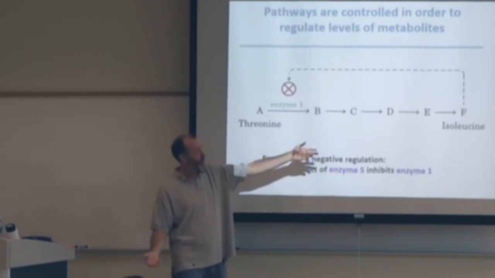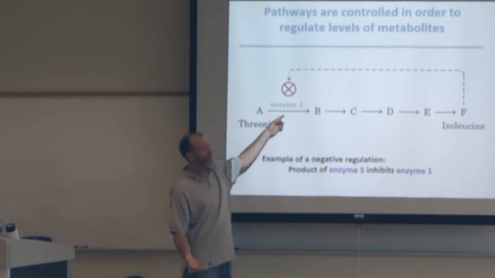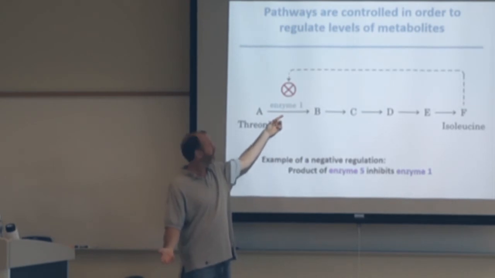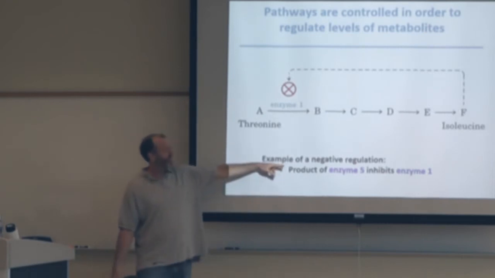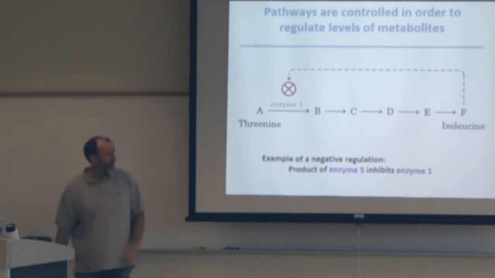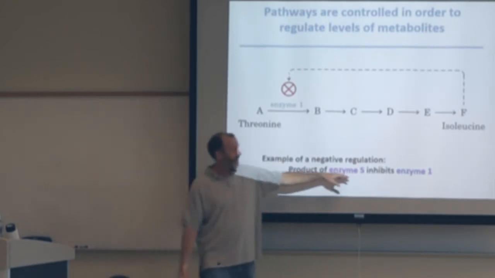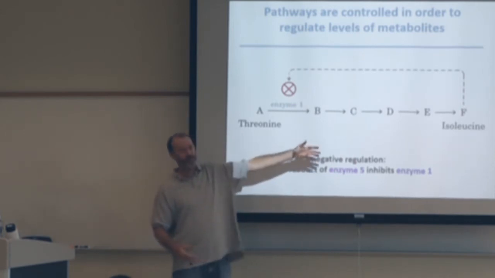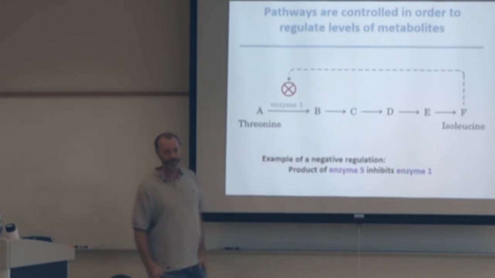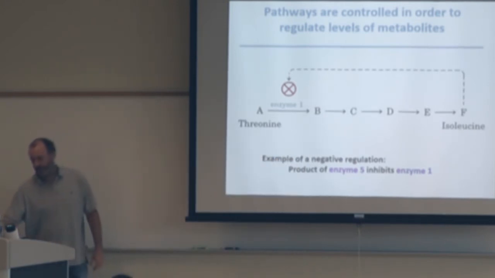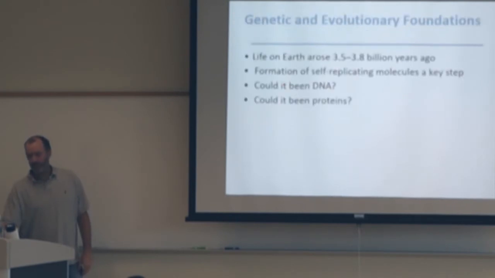And when you have a lot of threonine around, that'll come back and block the enzyme 1 activity into that pathway. So this is an example of negative regulation. Product of enzyme 5 inhibits enzyme 1, because if you have plenty of isoleucine, there's no reason to keep using threonine to make it. You could probably use it for other things, like building proteins or making glucose to burn for energy.